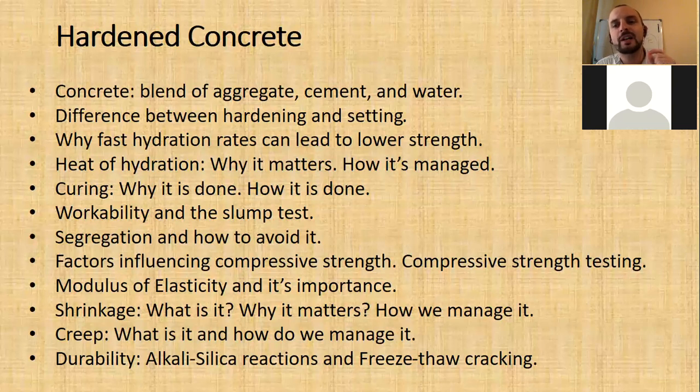The modulus of elasticity, we touched on that. At a very microscopic level, concrete is actually flexible, and it flexes a tiny amount, but that can lead to something called creep.